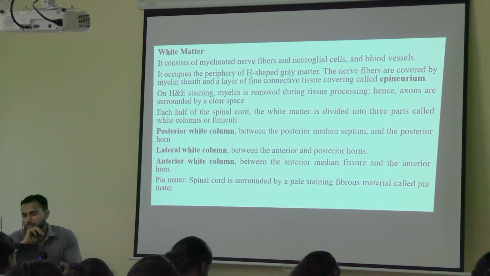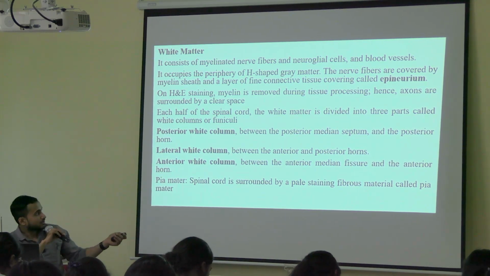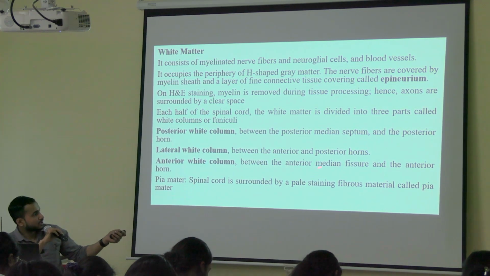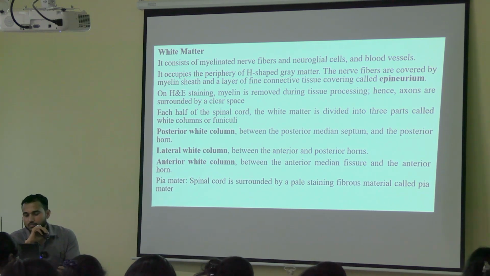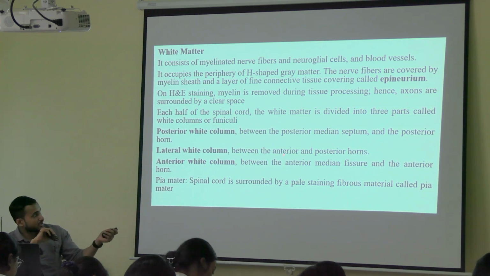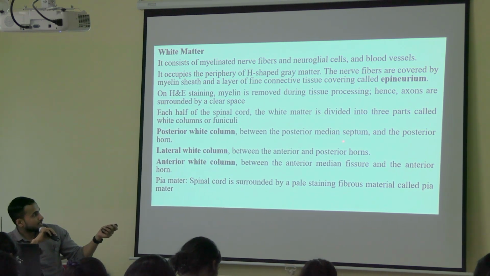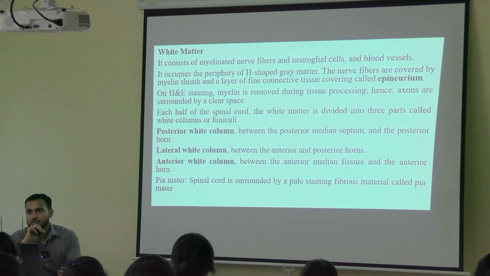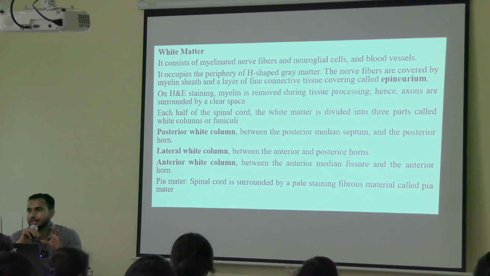Three different white columns are there: anterior, lateral and posterior white column. Where is the anterior white column? Between the anterior median fissure and the anterior horn. That is the anterior white column. The lateral is between the anterior and posterior horn, and the posterior white column is between the posterior median septum and the posterior horn. These are the areas of the white matter. Now, why are these areas defined?